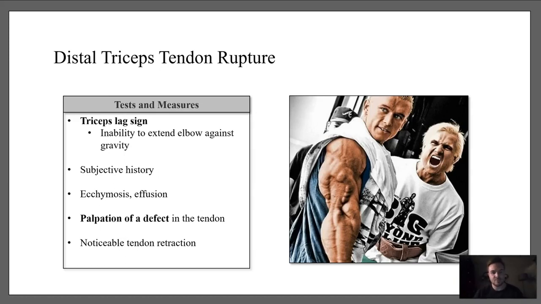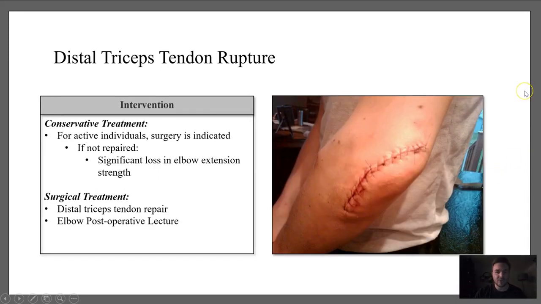Subjective history, bruising and effusion, palpation of a defect in the tendon, and noticeable tendon retraction. So those are tests and measures you can do. What do we do for intervention? This is almost always surgery. You'll have a significant loss in elbow extension strength long term if this tendon is not attached to the bone.